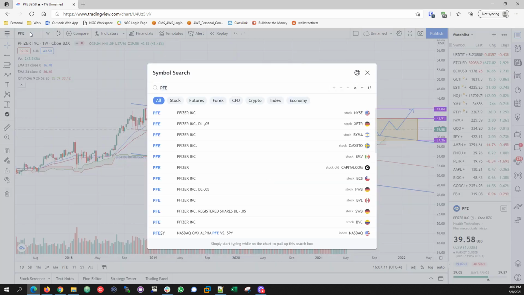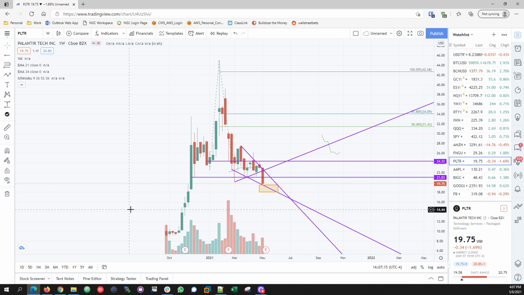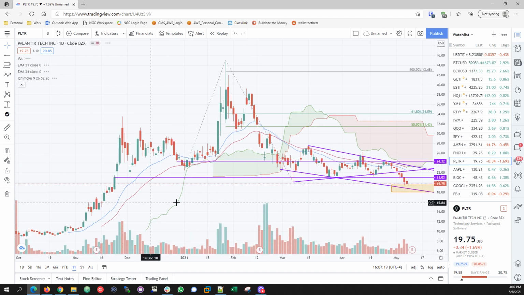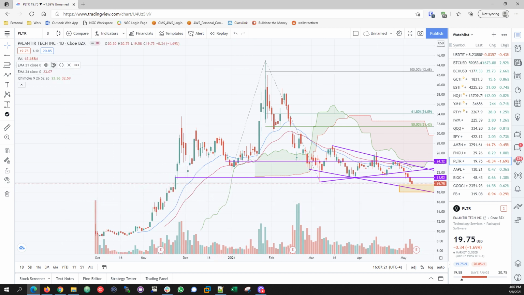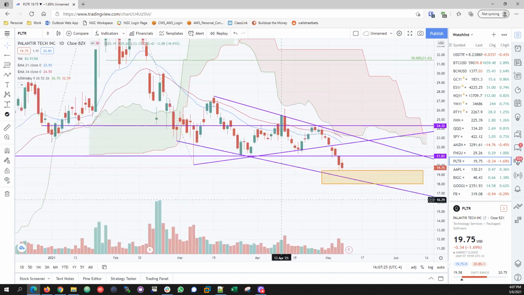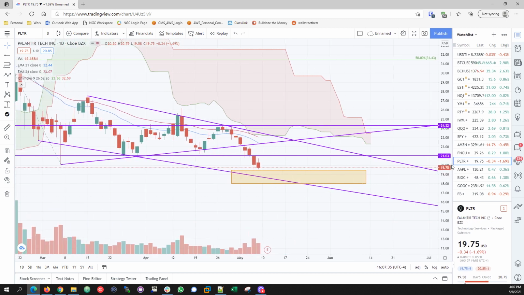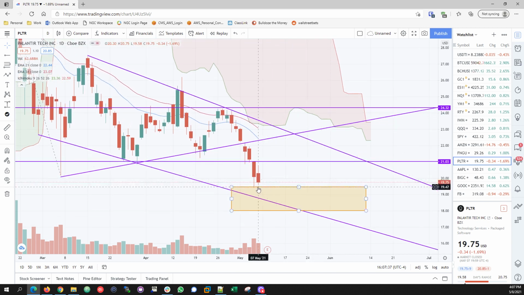Next up is PLTR. What is this, a weekly chart? All right, let's go to daily. On my Twitter account, I did mention we just broke down a little bit and we were around the mid 20s. I said the support zone will be in this box, and it just basically bounced right off of the box.